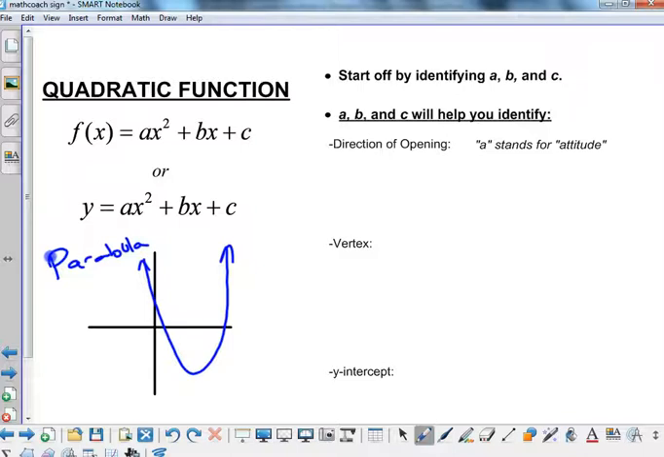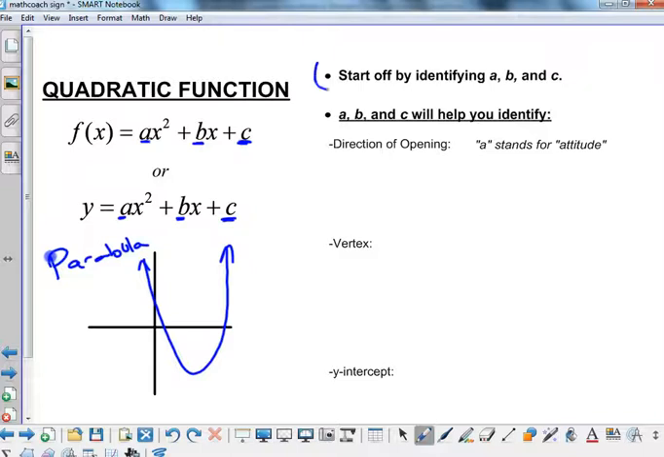Every parabola has a few parts that we can identify that help us to sketch the graph. Graphing these can be quite complicated. However, today we're going to look at just a few properties of the parabola that we can gather from the equation or the function that make just making a rough sketch of it a pretty simple process. The first thing we're going to do whenever we get a quadratic function that we want to graph is identify A, B, and C. That's the coefficient of our quadratic, our linear, and our constant terms.